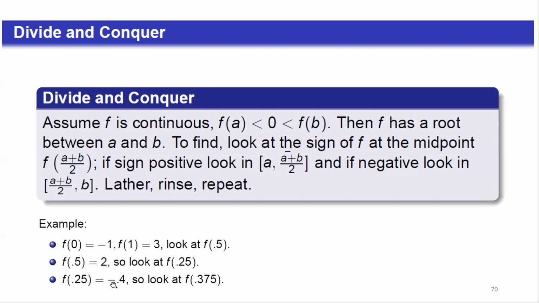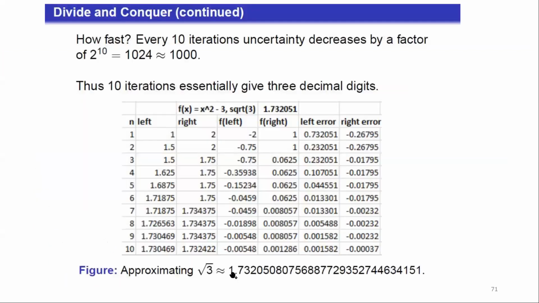What about if it's negative at a quarter and positive at a half? So must there be a root between? Yes. And so we look at 3/8, and we can keep playing this game. It works, it's easy to do. We just need to tell if the function is positive or negative, but it's slow.